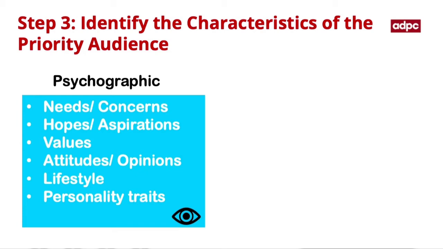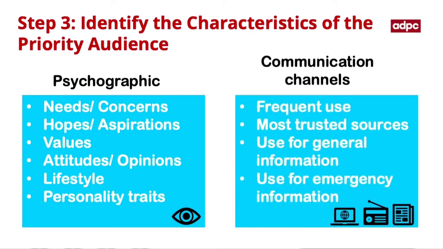When analyzing your priority audience's preferred communication channels, think about the channels that they use most frequently, the ones they trust the most, the ones they use for general information, and the ones they use in case of an emergency.